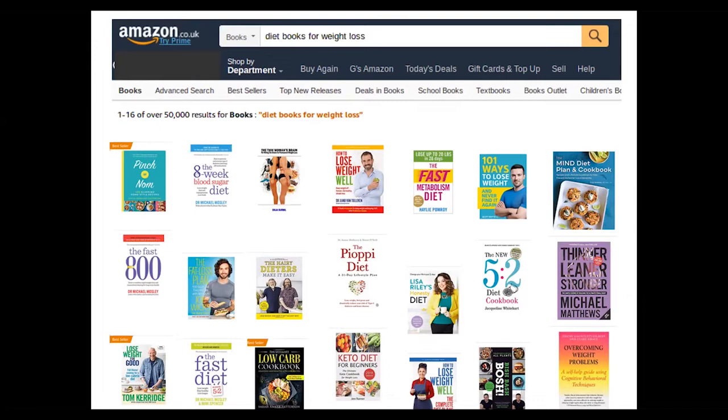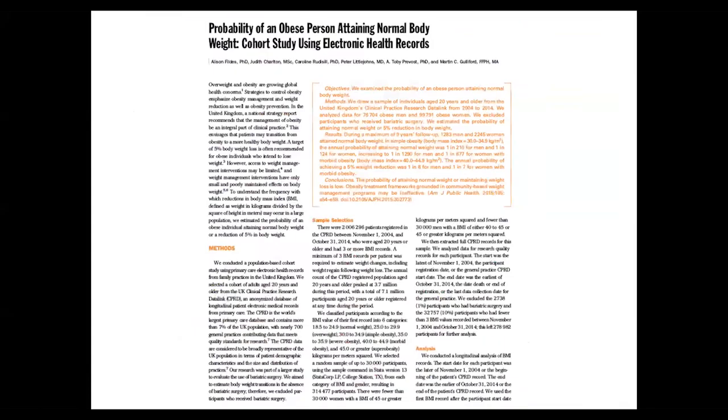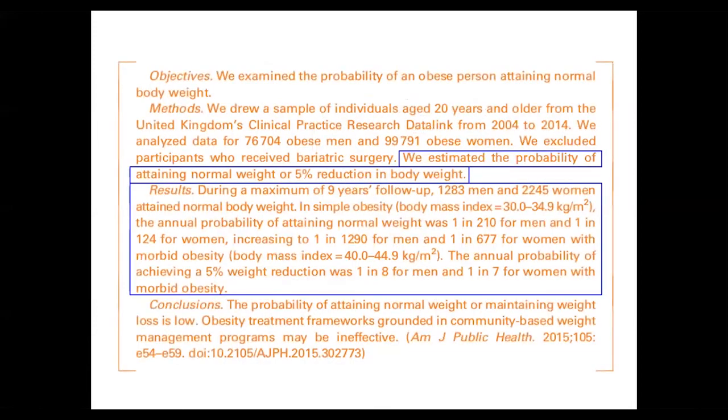And you can see that with so many of these things, we have to ask ourselves the question, well, do any of these 50,000 books actually work? And here's a study which gives us some idea of this. This is an interesting study because it actually looks at how likely is it that a person will or won't lose weight. And there's lots of data in this. It's actually a UK study looking at literally tens of thousands of men and women. And what they're trying to do is to estimate the probability of an overweight or obese person getting back to normal weight, or much more modestly, achieving a reduction of just 5% in their body weight.